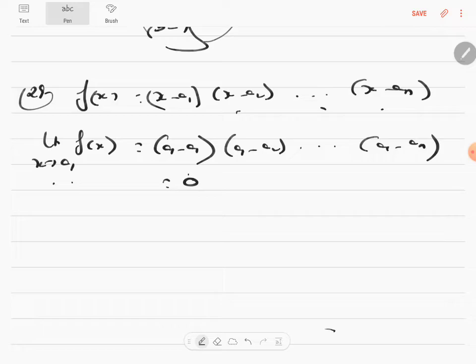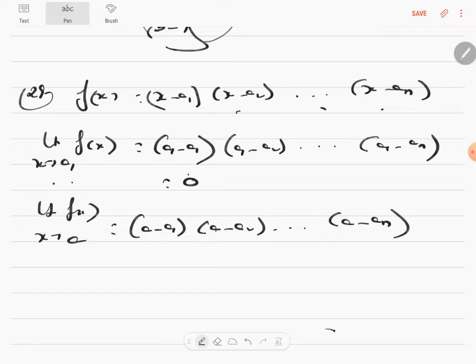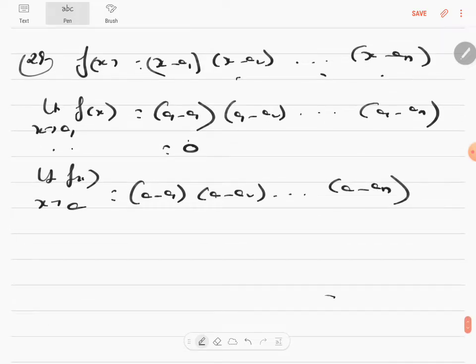First part is over. Next, limit of f of x, x is tending to a. Here it will be a minus a1, a minus a2, dot dot dot a minus an, and that will be the limit. Can I go to next sum?